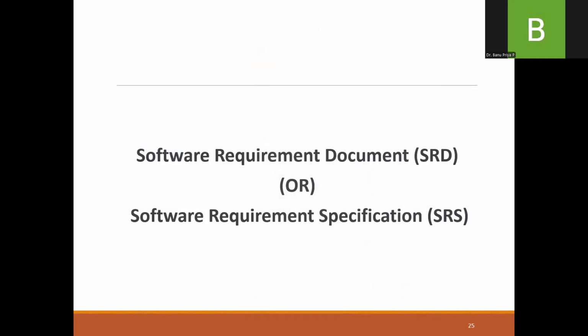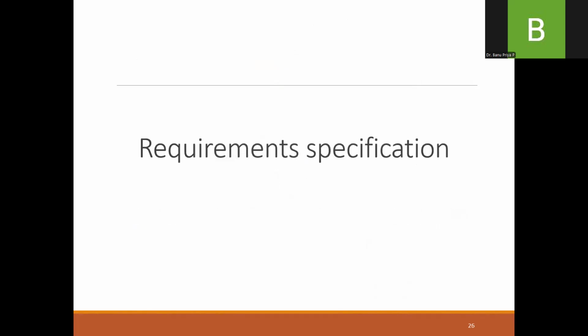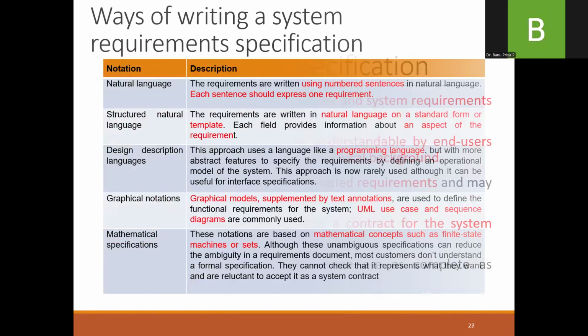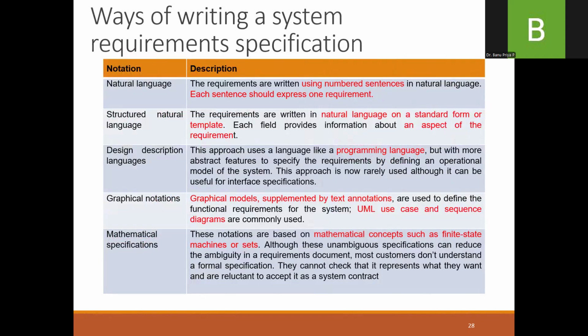Now let us see what is SRS. SRS is Software Requirement Specification. You can also call that Software Requirement Document or SRD. Software Requirement Specification, that is SRS, has requirement specifications only. Why do you have to specify the requirements? Because we have to specify the user as well as the system requirements properly. It is very important. You have to specify it properly.